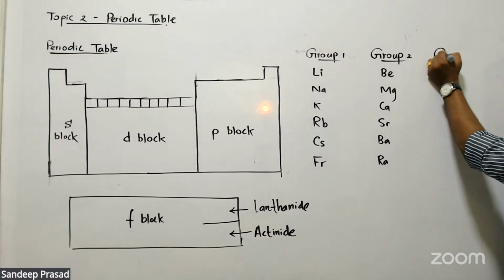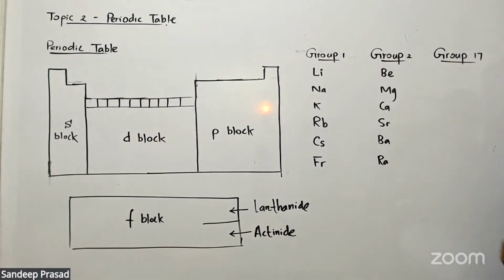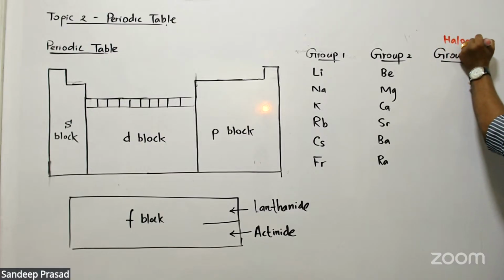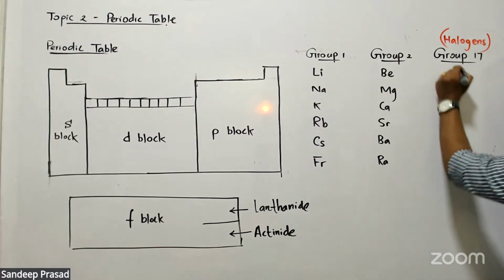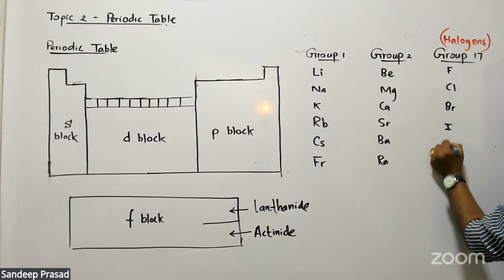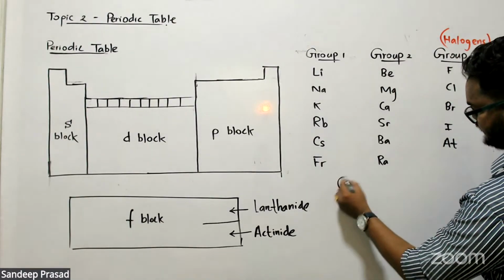And then we have group number 17, halogens. Group number 17 elements are known as halogens. So what are the halogens? Fluorine, chlorine, bromine, iodine, astatine. In this way. Now group number 18 elements.